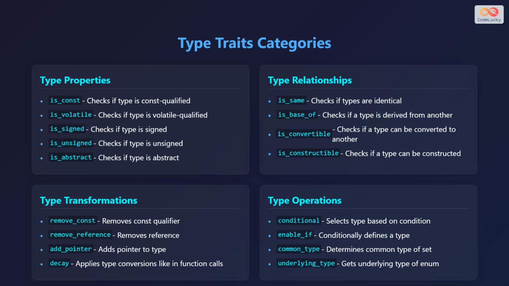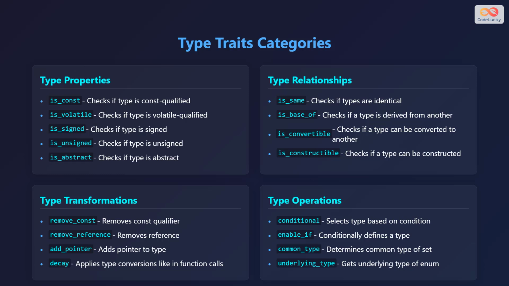Let's explore different categories of type traits. First, we have type properties. is_const checks if a type is const qualified. is_volatile checks if a type is volatile qualified. is_signed checks if a type is signed. is_unsigned checks if a type is unsigned. is_abstract checks if a type is abstract.